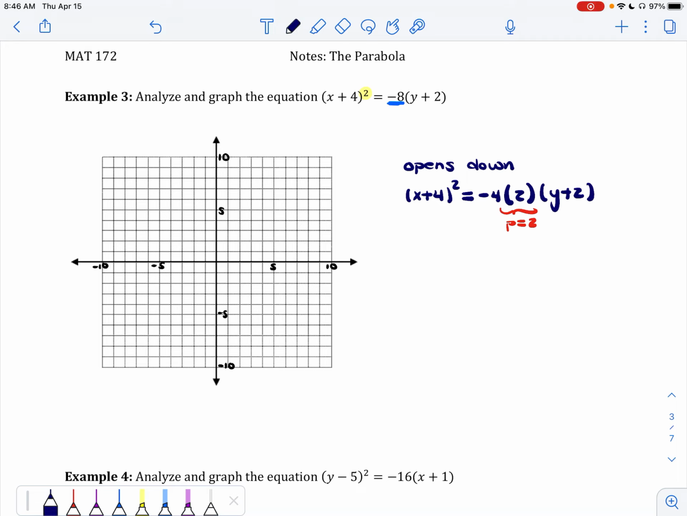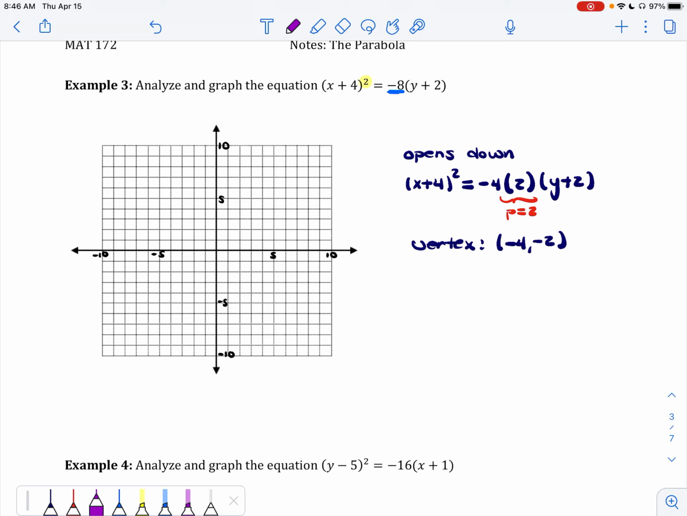All right, let's figure out where our vertex is. Remember, the vertex comes from the h and k, so basically that comes from your factors. Just like any factor, you take the opposite of the factor. So with an x plus 4 and a y plus 2, our vertex is going to be at the point negative 4, negative 2. Okay, so the vertex is at negative 4, negative 2.